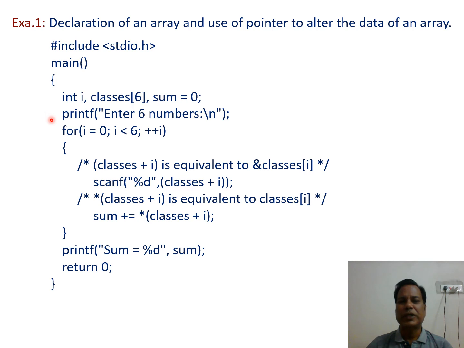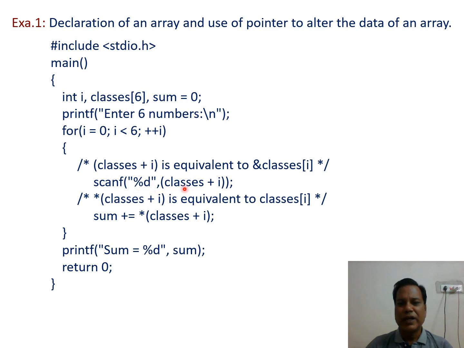The next statement prints "Enter 6 characters:" on the output screen. Reading this message on the output screen, the user enters the 6 characters. That is taken in using the for looping statement one by one. So here for (i = 0; i < 6; ++i). The first statement in the body of the for loop is scanf with %d.